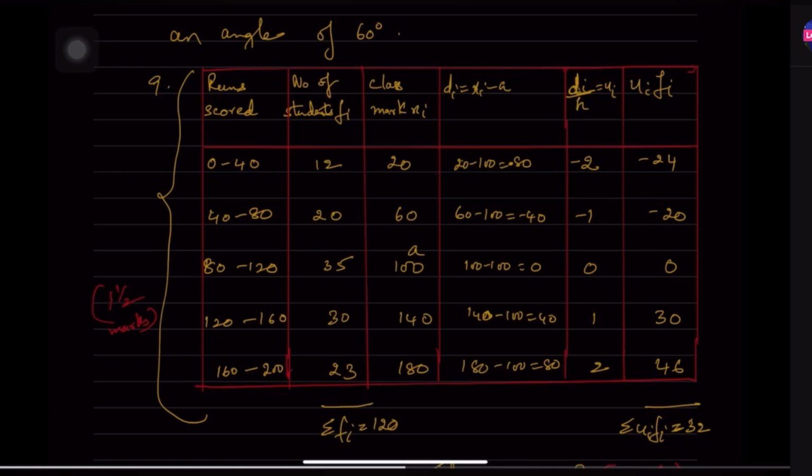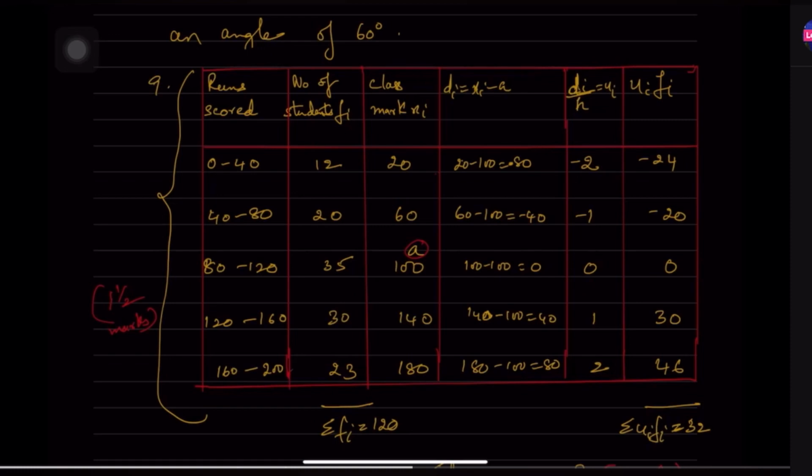The midpoint, you have to find out the midpoint of 0 to 40, 40 to 80, and so on. You will get this. Now what is Di? You have one value called the assumed mean. Assumed mean is some value which you can take as the mid value from this column. There are a total of 5 values given, so you can take the middle value, that is the third value. You can take 100 as the assumed mean, where A is called the assumed mean.